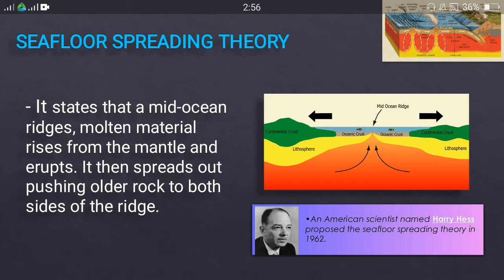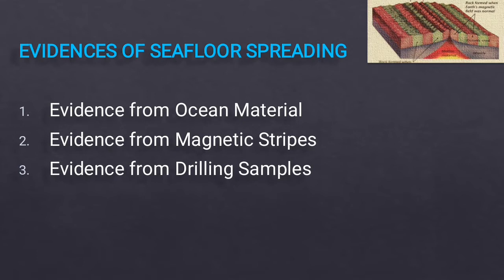In the theory of seafloor spreading by Harry Hess in 1960, the ocean floors move like conveyor belts, carrying the continents with them. Since the continents are attached to the ocean floor, seafloor spreading could be the force causing the continents to move. Several types of evidence from the oceans support his theory of seafloor spreading: evidence from molten material, magnetic stripes, and drilling samples.